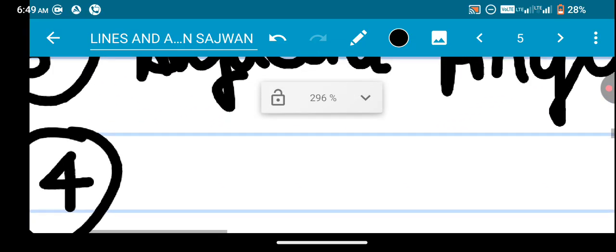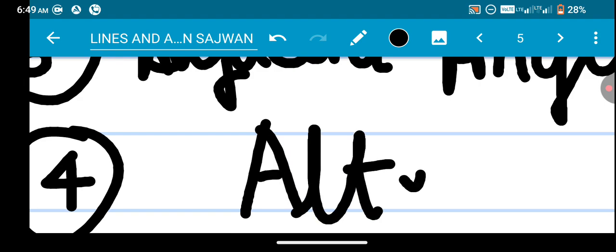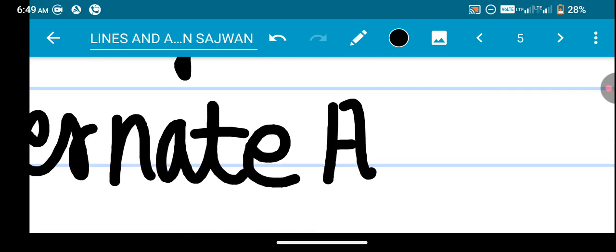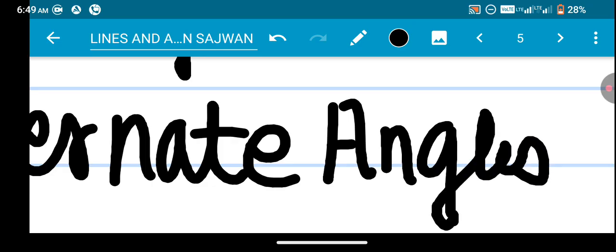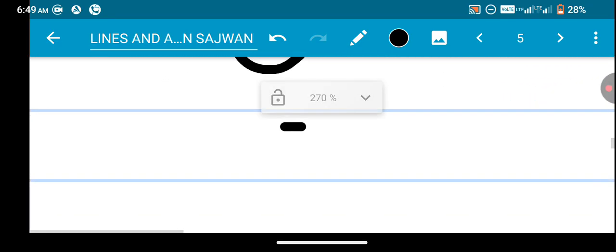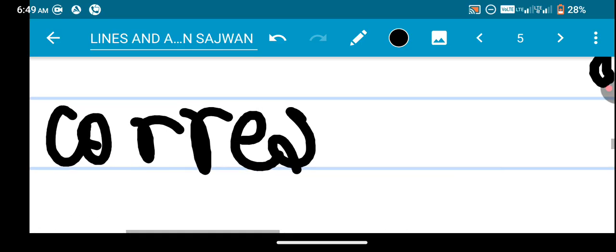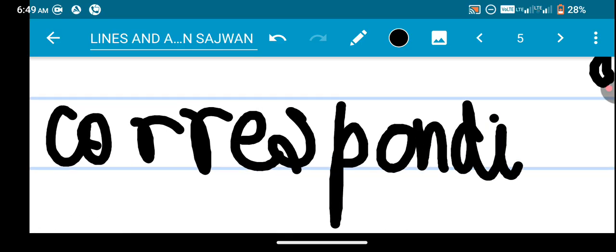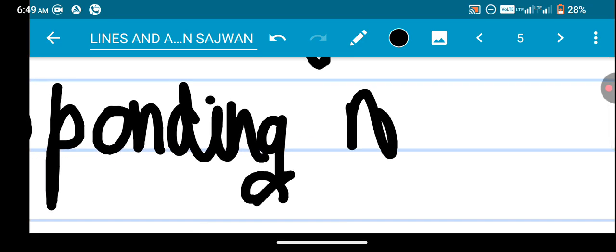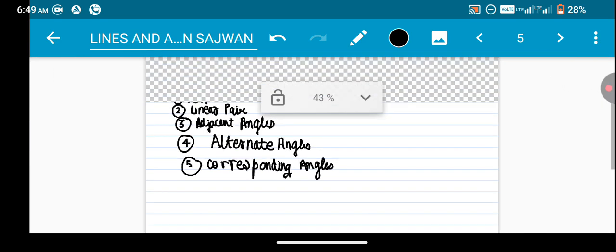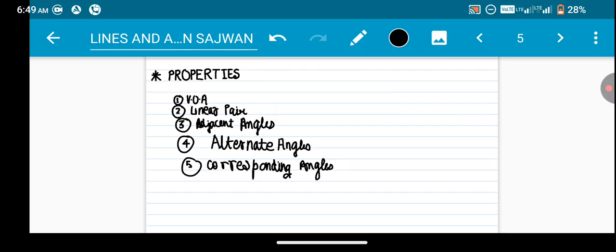Alternate angles, corresponding angles. So the properties are vertically opposite angles, linear pair, adjacent angles, alternate angles, and corresponding angles.